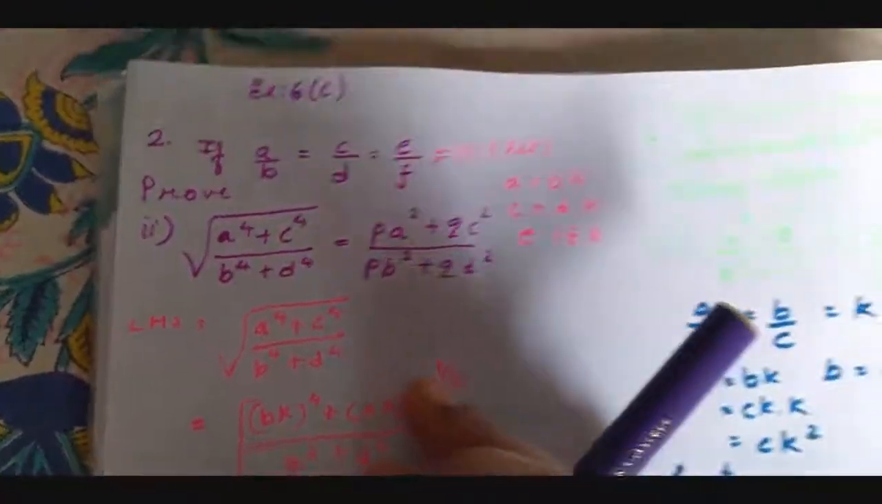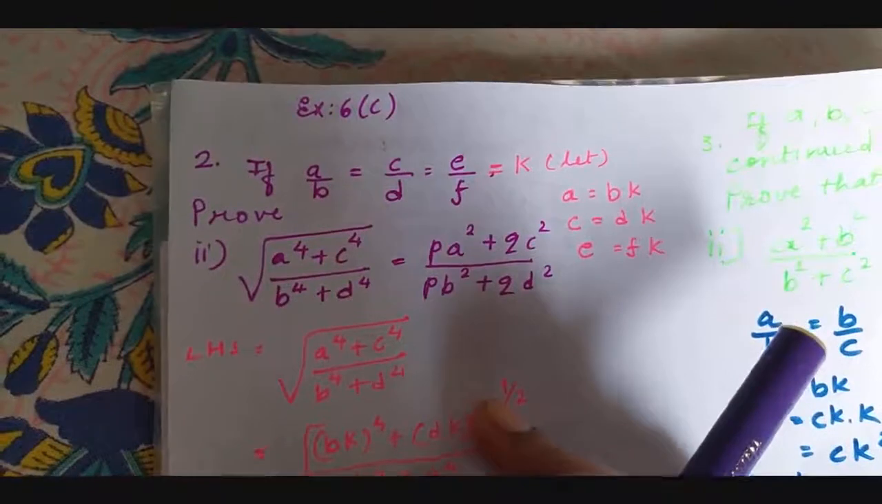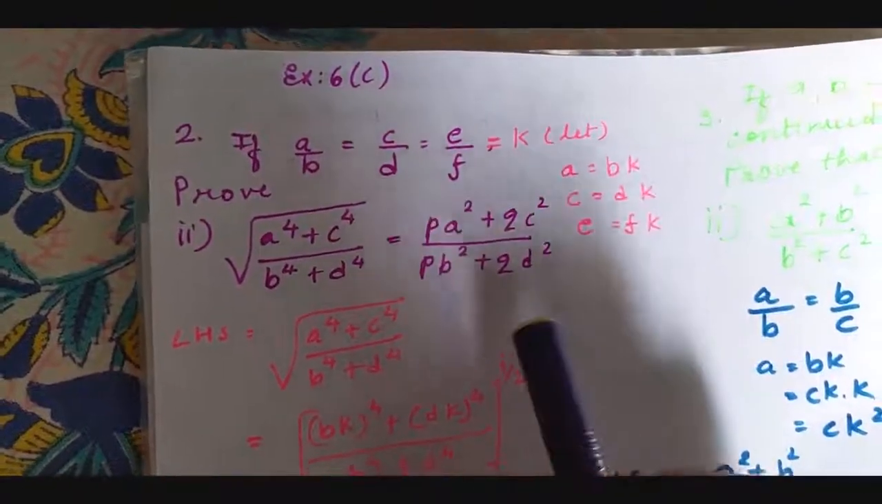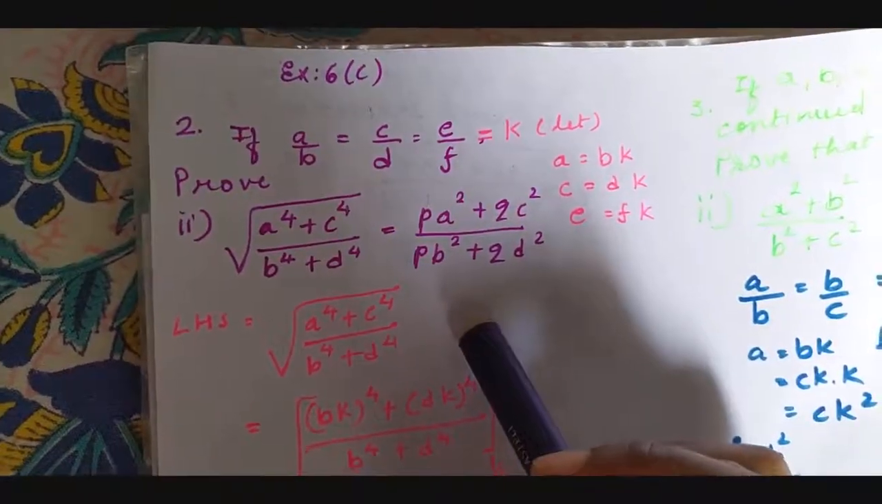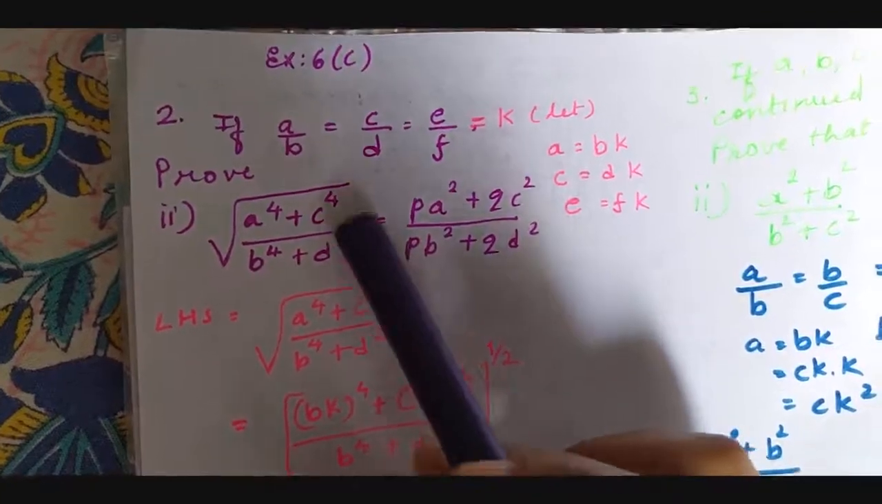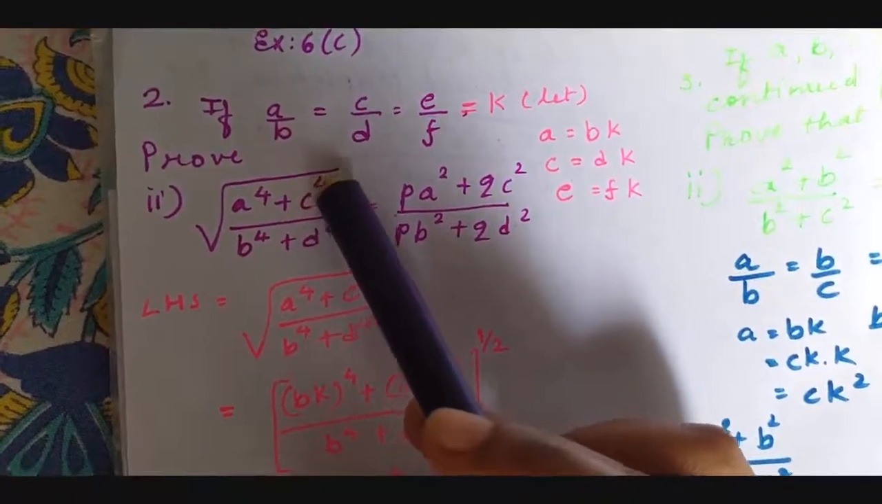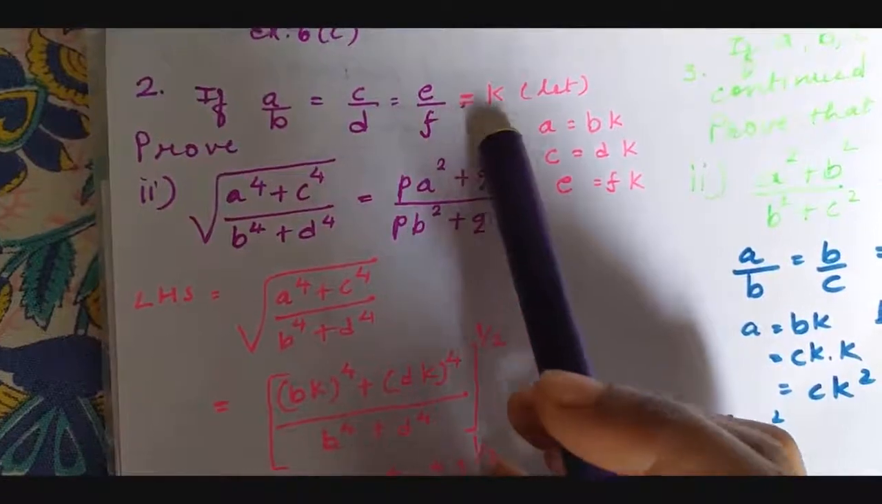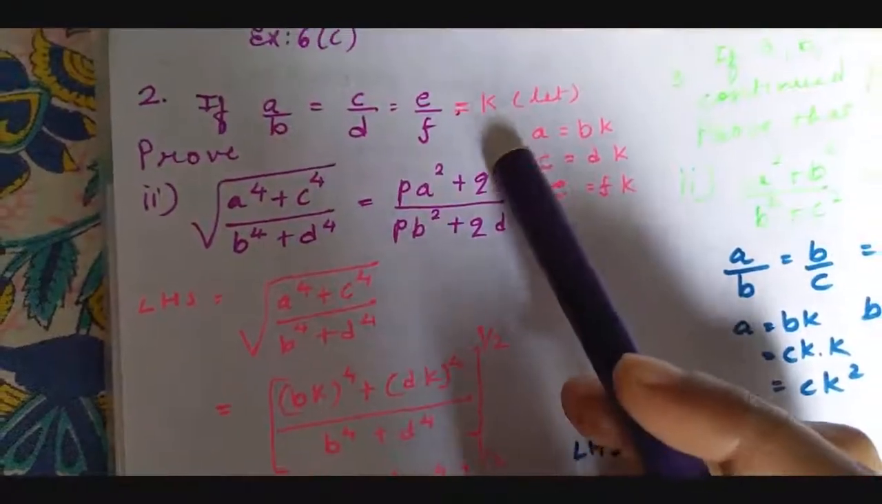Thank you. Hello students, last week we have seen exercise 6C, first two questions. Now let us see question number 2. If a by b is equal to c by d is equal to e by f is equal to, let k.